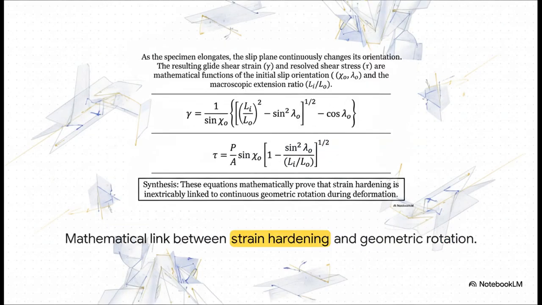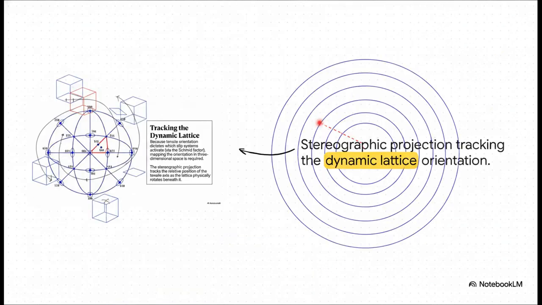And we can define this constrained rotation with mathematical rigor. The underlying equations prove that glide shear strain and resolved shear stress are strict mathematical functions of both the initial slip orientation and the macroscopic extension ratio. To put it simply, strain hardening is inextricably mathematically linked to continuous geometric rotation during deformation. In a constrained system, you literally cannot have one without the other. Because this lattice is rotating dynamically in three-dimensional space, and because we know orientation dictates those Schmid factors, we absolutely must track this movement.